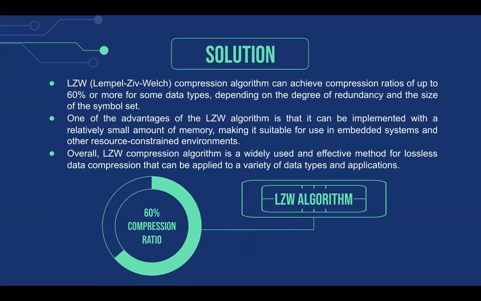Overall, LZW compression is a widely used and effective method for lossless data compression that can be applied to a variety of data types and applications. It can be used to compress text, images, and other data types, making it a versatile tool for data compression. And with its ability to achieve high compression ratios and its low memory requirements, LZW compression is a valuable tool for anyone who's looking to optimize their data storage or transfer. Now let us have a look at the algorithm.